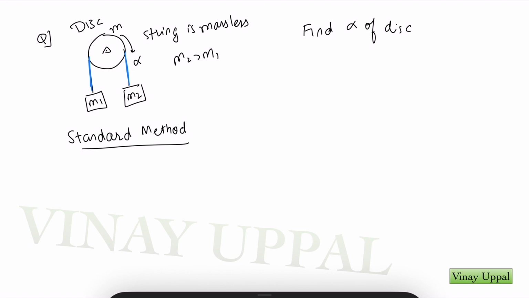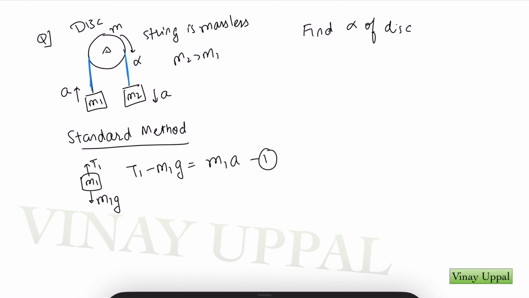So let's say m2 is going down with acceleration a, m1 will therefore go up with acceleration a. Now if I draw the FBD of m1, let's say tension on the left segment of the string is T1, gravity is m1g downwards, so I can write T1 minus m1g is equal to m1a. This is my first equation. Similarly, on m2, I'll have tension T2 and m2g downwards, and because it's going down, I can write m2g minus T2 is m2a. My second equation.